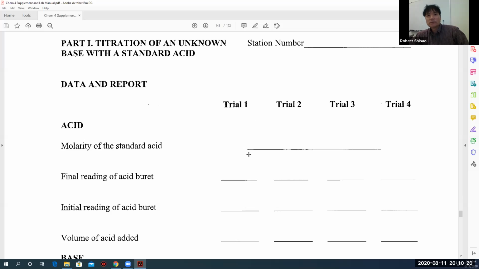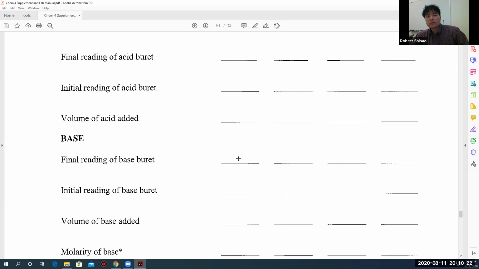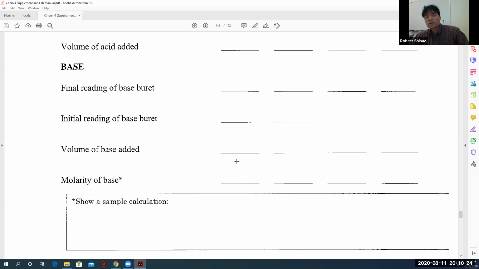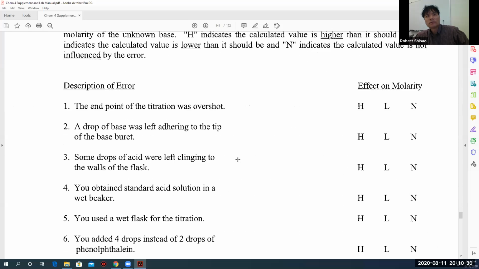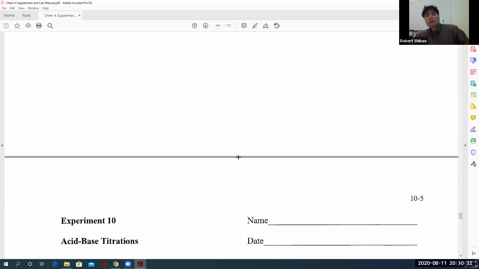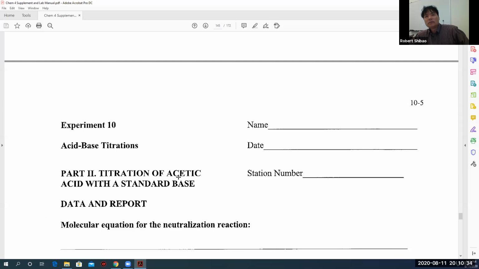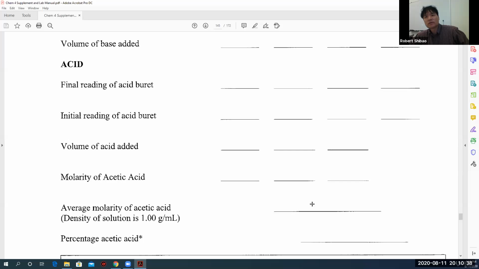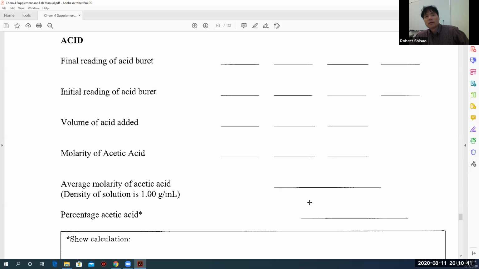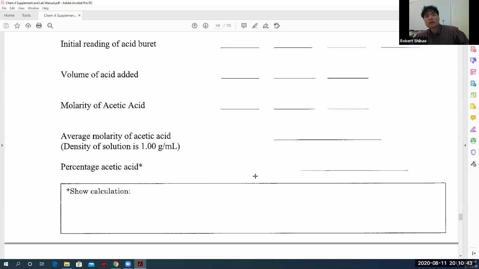All right, so for this one, we did all the calculations. The additional calculation is, since we didn't do part 2, in part 2 you're analyzing an unknown acid, and you're going to determine the concentration of this vinegar solution, and then compare it to the actual.